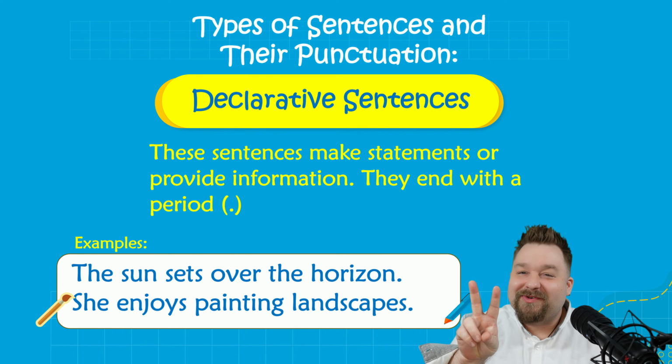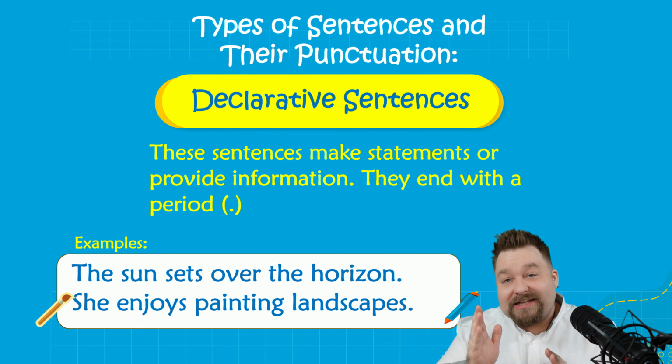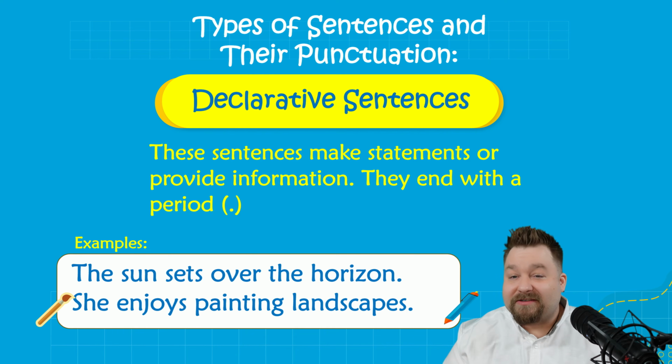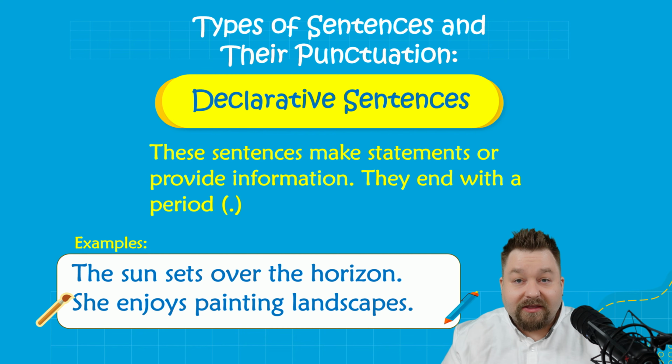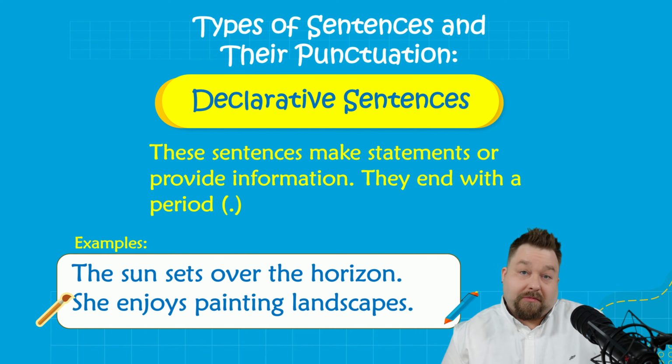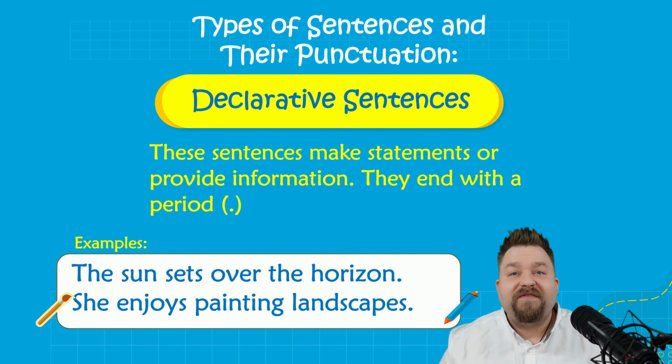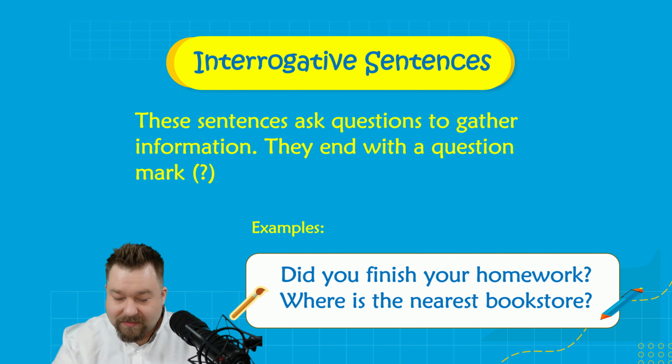Let's take a look at the 2 examples. 1, the sun sets over the horizon. Okay, that is true. That is a real thing. And the second one, she enjoys painting landscapes. Okay, it's a true fact about what she likes. There's no feeling in it. It's just the information. Now you get it.